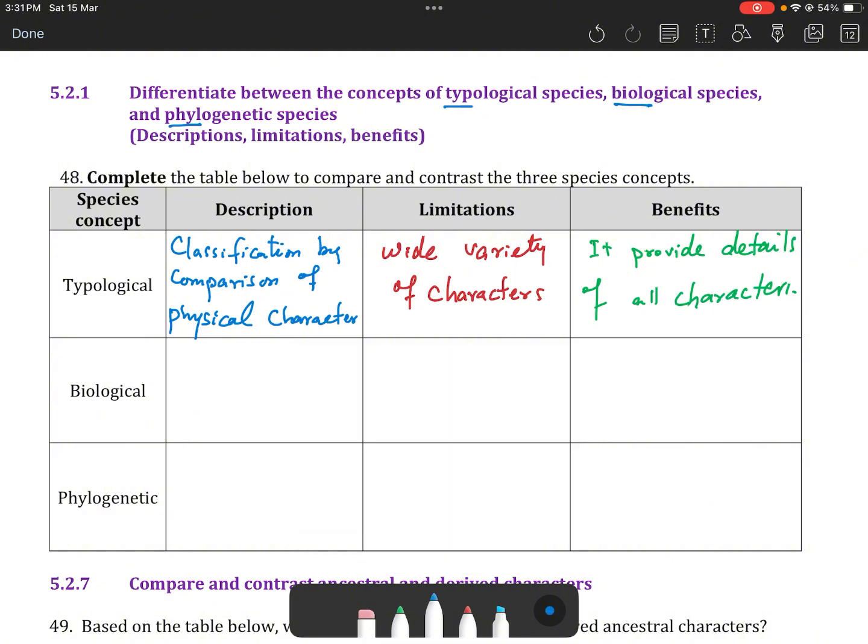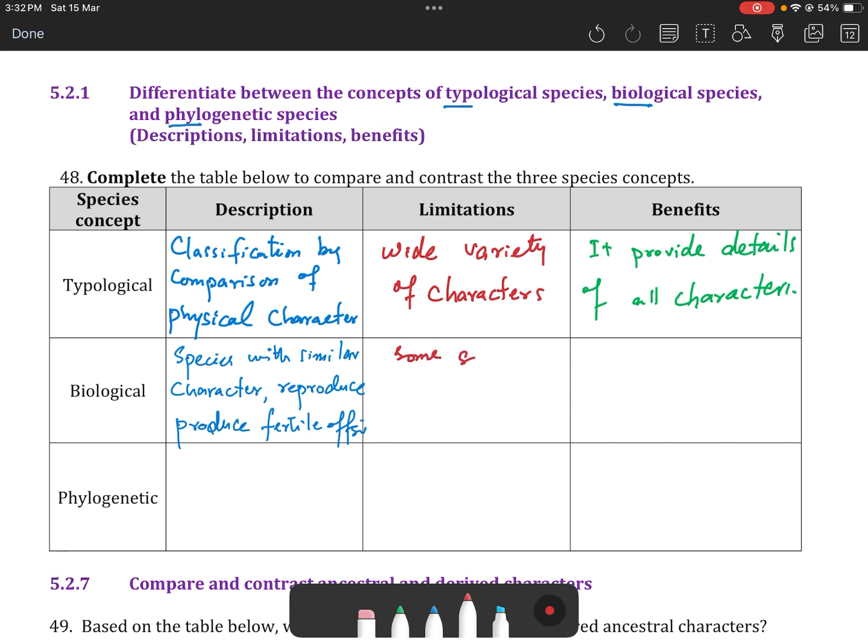biological species now. So species with similar characters. But over here, the most important is that they reproduce, and above that, they produce fertile offsprings. Now, the problem with this, like the limitation, is that some species who are not related can also reproduce, right? So this is a limitation.